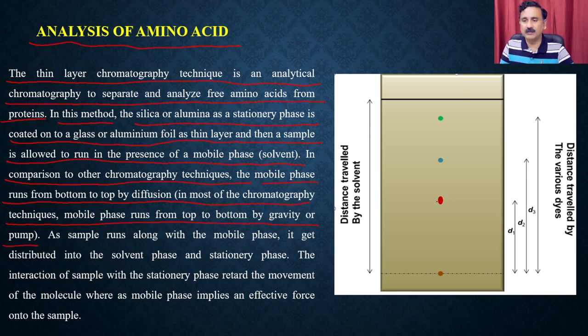So what you are going to do is take a thin aluminium foil or glass plate, and on this you are going to make a thin film of alumina or silica, right? And then you are going to apply the amino acid which you want to resolve, and then you are going to keep this into a solvent system.